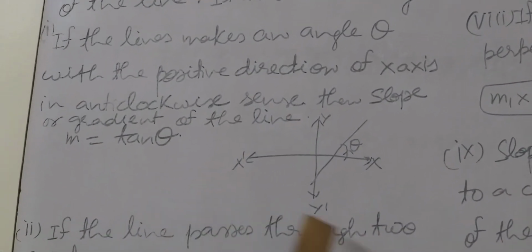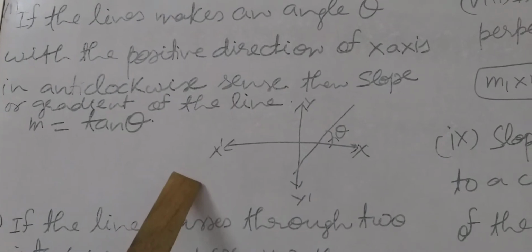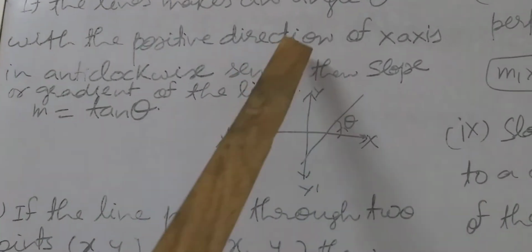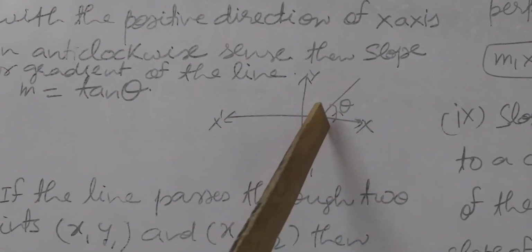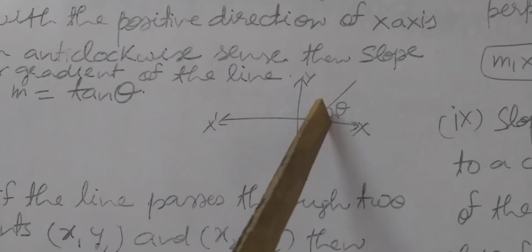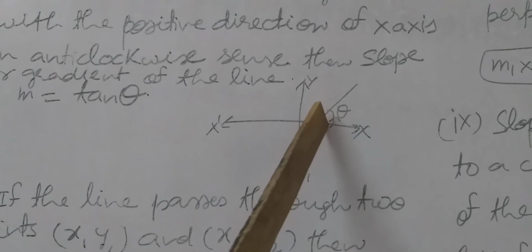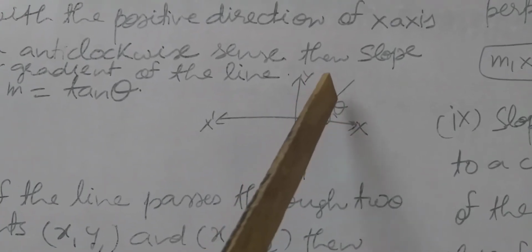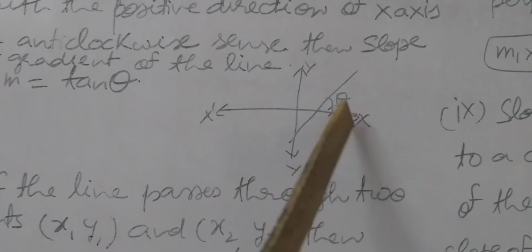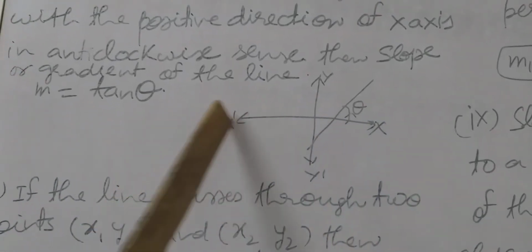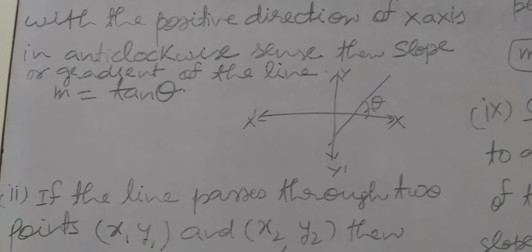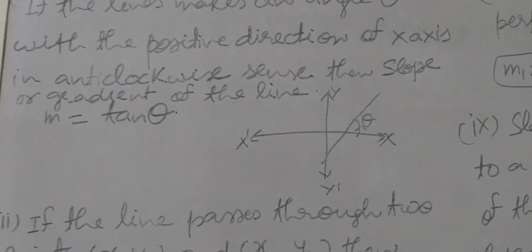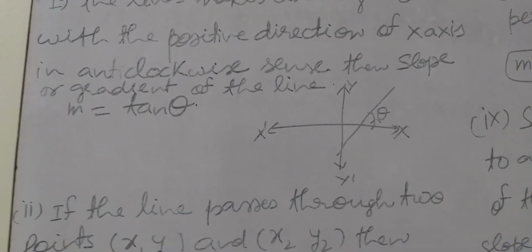So students, you can see this figure. In this figure, this is x-axis and this is y-axis. This is the line and this is the positive direction of x-axis in anti-clockwise direction. The line makes an angle theta with the positive direction of x-axis. Then slope of the line m equals tan theta. Okay students.